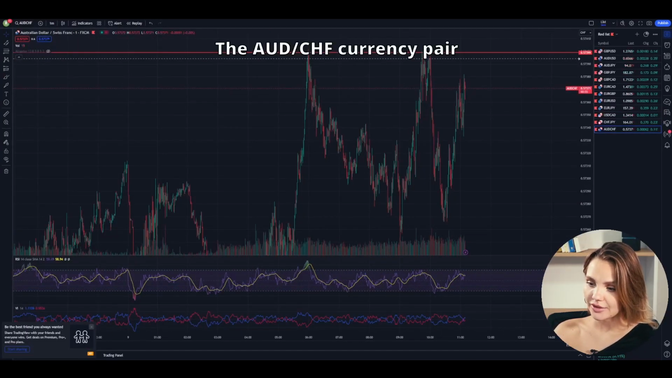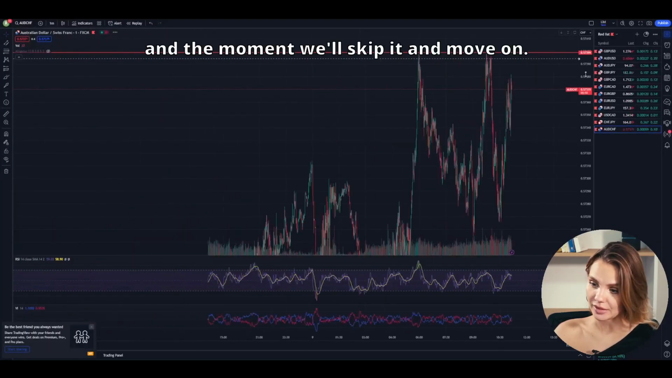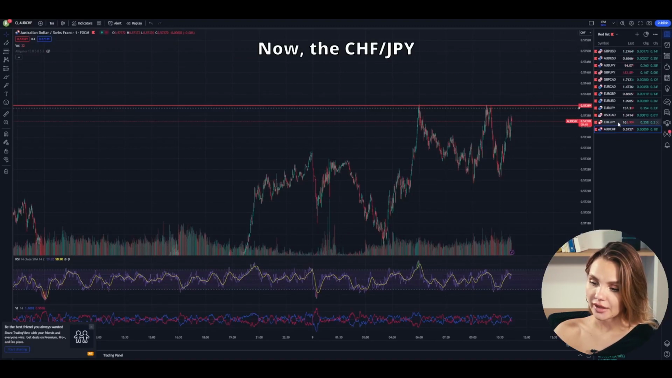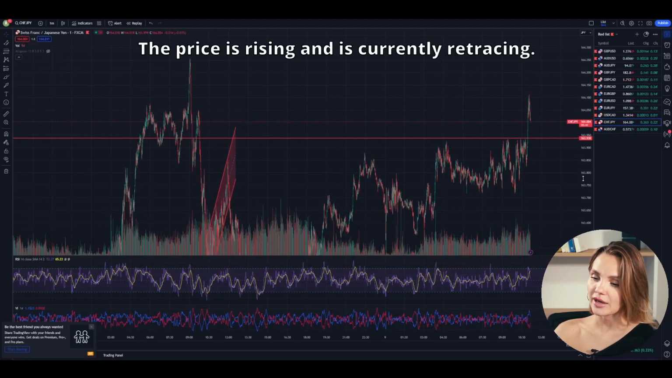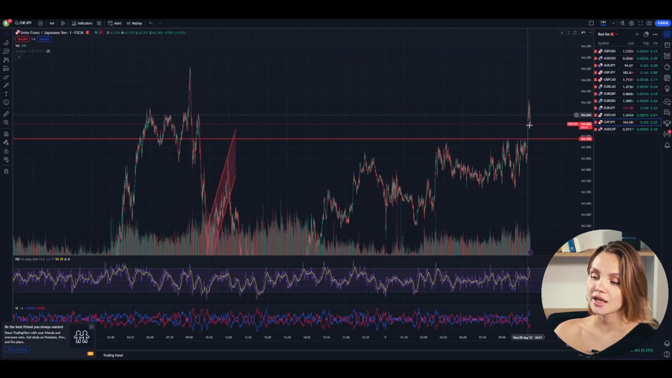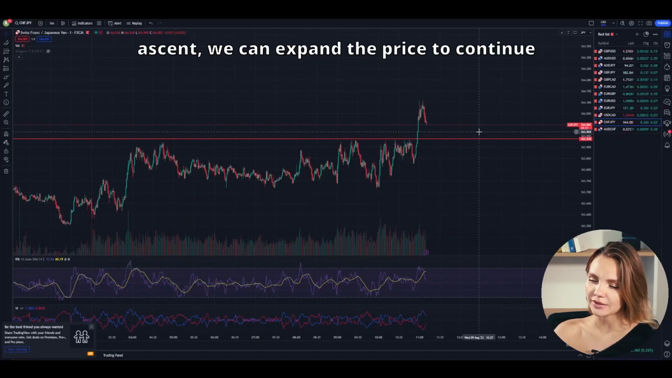The Australian dollar and Czech franc currency pair doesn't seem to offer anything interesting at the moment. We'll skip it and move on. Now, the Czech franc and Japanese yen pair, on the other hand, has an intriguing setup. The price is rising and is currently retracing. If there weren't strong reasons for this ascent, we can expect the price to continue downward.